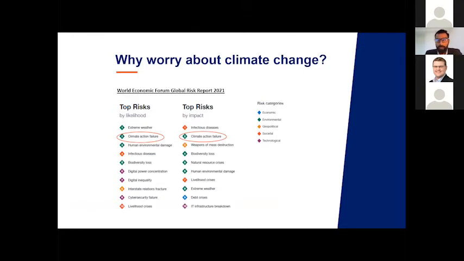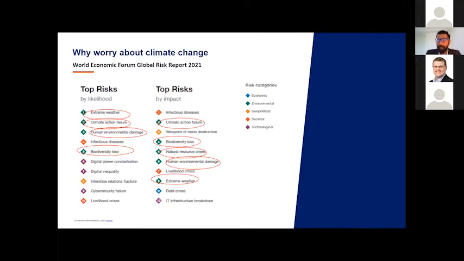The World Economic Forum does this report annually, and some of you may have seen it before, but it's compiled by taking the opinions of business leaders, politicians, and many other leaders across the world to ask them what they see as their top risks coming, that's going to affect their businesses and their investments. So here you can see it's highlighted that climate action failure is in the top risks by likelihood and top risks by impact. And this has been coming up year after year.